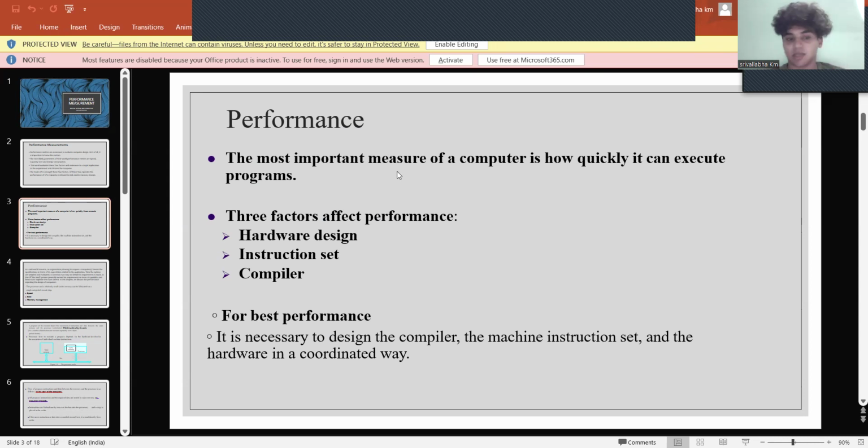These are the main three factors. It's important, you need to note it down. For best performance, it is necessary to design the compiler, the machine instruction set, and the hardware in a coordinated way. The factors that affect performance are these three: the hardware design, instruction set, and the compiler. If we want to get the best performance, it is necessary to design them in a coordinated way, in a manner where the performance is good.